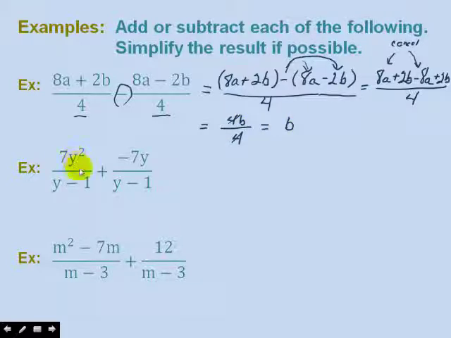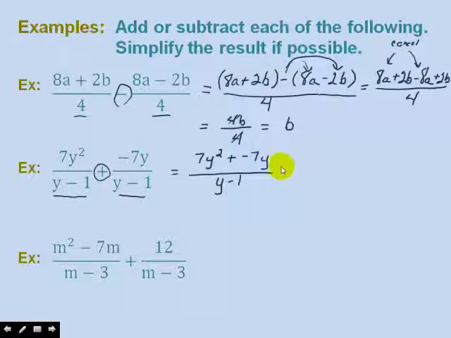Let's look at the next example. Again, our denominators are the same. So we can go ahead and write that common denominator as the denominator of our new rational expression. And for our numerator, we're going to take the two numerators we had and add them, since our operation here was addition. So we end up with 7y squared plus a negative 7y.